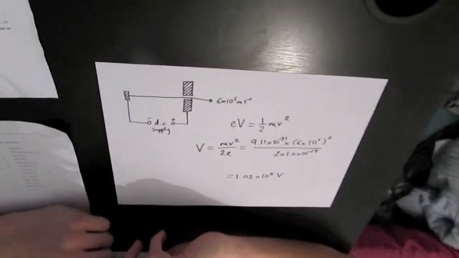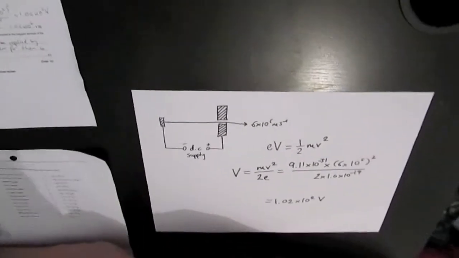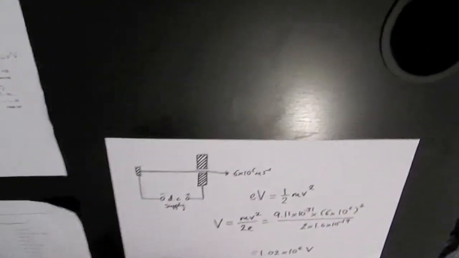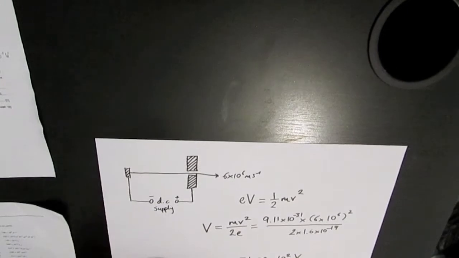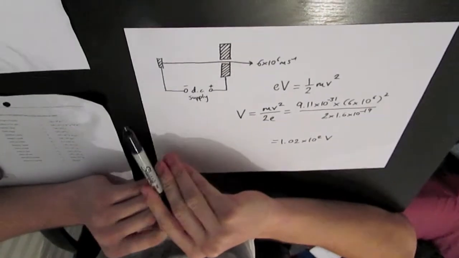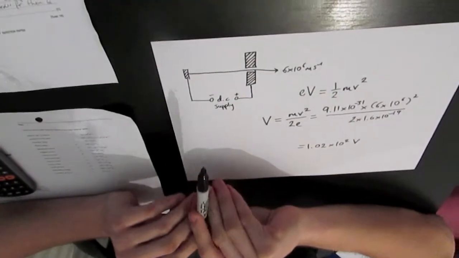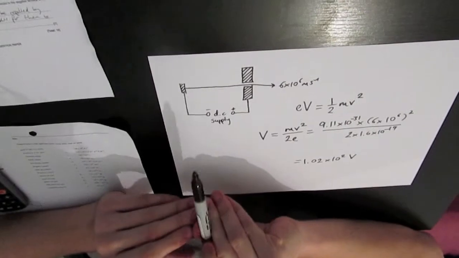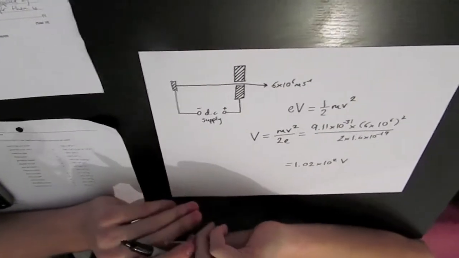The last question is suggest why in an electron gun the cathode is connected to the negative terminal of the supply rather than the positive terminal. The answer is that the electrons need to be repelled by the cathode and attracted towards the anode for the electron gun to work.